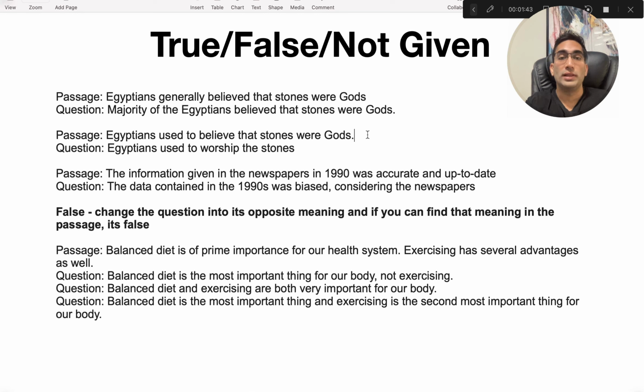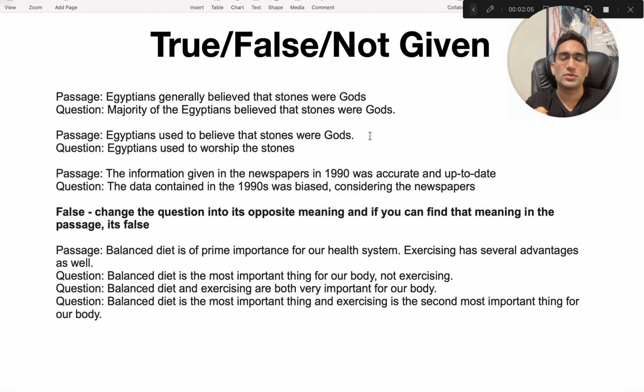Egyptians used to believe that stones were gods. The question was saying Egyptians used to worship the stones. Now, right away, worshiping and believing are different things. A lot of people believe in gods, but they don't worship. You don't go to church every Sunday, and you might be a believer. So it's not the same thing. So let me try to rephrase that again.